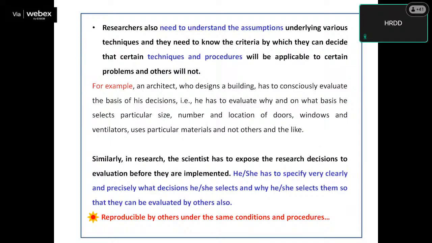So, for example, they have given an architect who designs a building. He has to concisely evaluate the basis of his decisions. That is, he has to evaluate why and on what basis he selects particular size, number, and location of doors, windows, and ventilators, and uses particular materials and not others. Okay, so this comes under research methodology. Why you will use something and why you will not use something. What are the research methods you use? So research methods and research methodology are different.